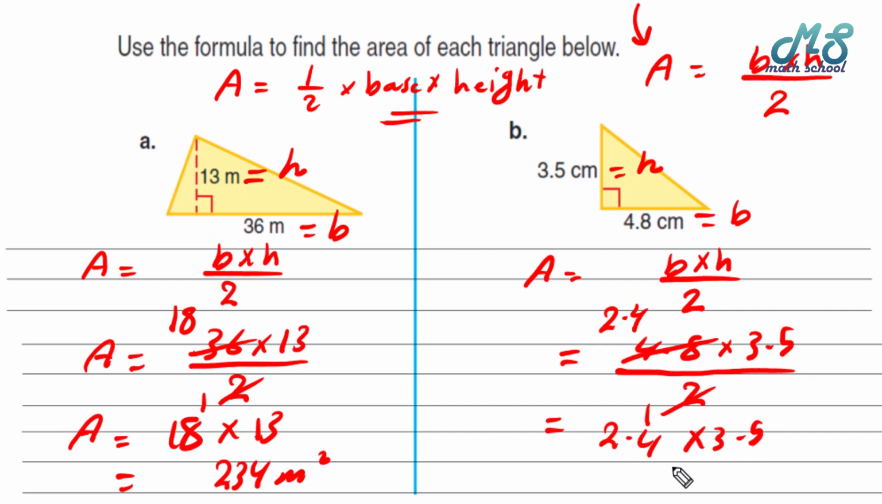How can we multiply two decimals? Ignore the decimal point and multiply 24 by 35. But don't forget to insert the decimal point after 2 digits from the right, as we studied before. Now we get, in the simplest form, 8.4 square centimeters.